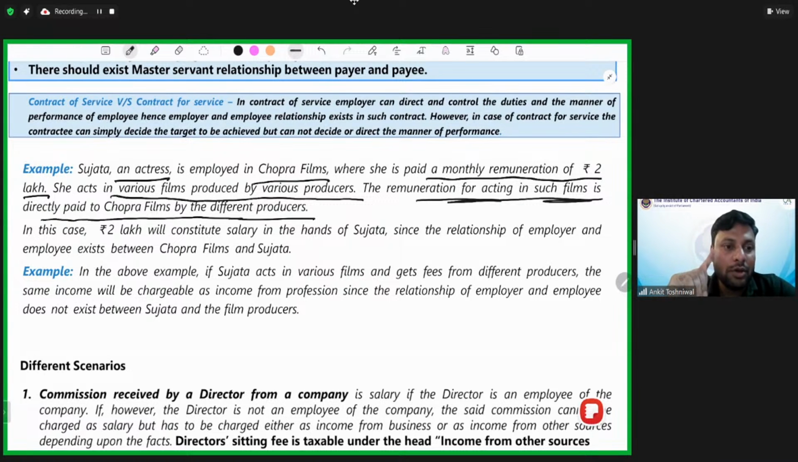Again, I am repeating. Sujata is employed under Chopra Films Productions Limited. She acted in various films, and the remuneration for those films is directly paid to Chopra Productions. And Chopra Productions is paying Sujata 2 lakh per month. So is such 2 lakh per month taxable under the head salary or not? Bhumika, why no? And if yes, why yes?